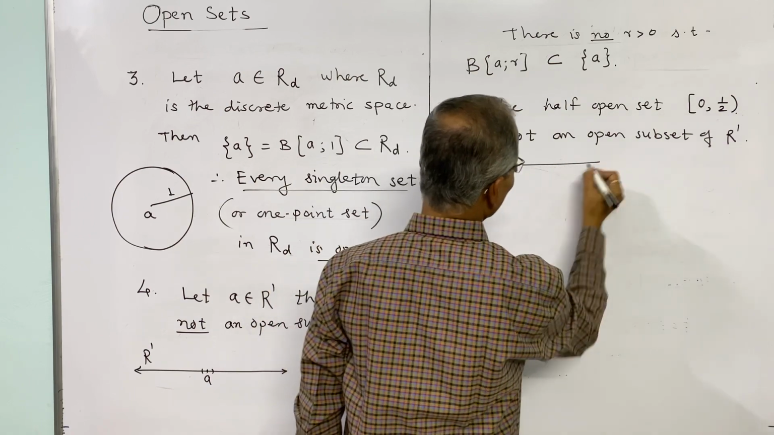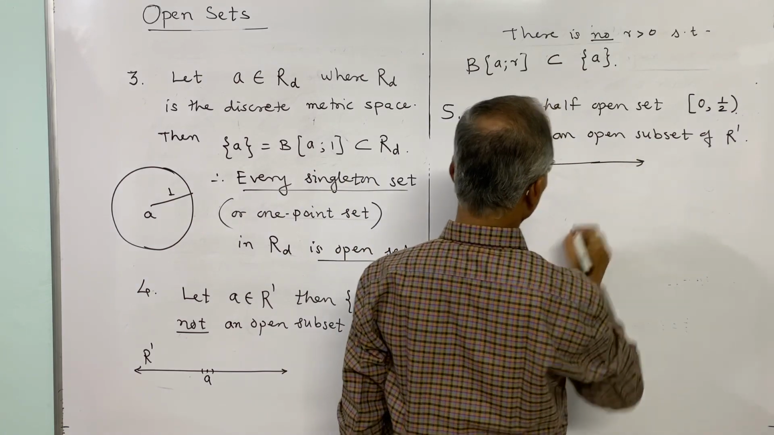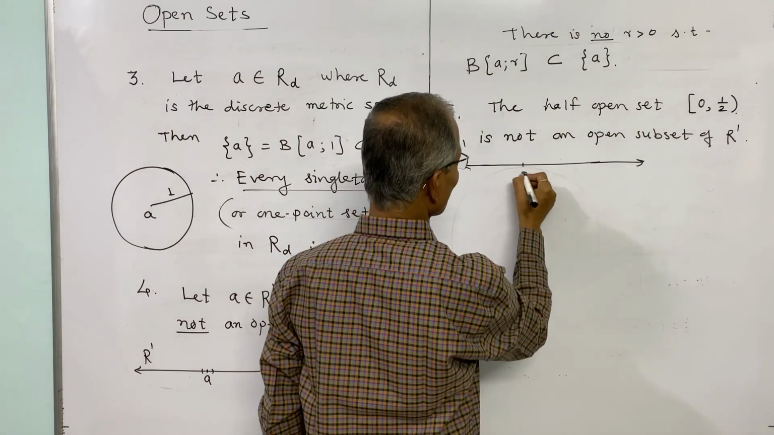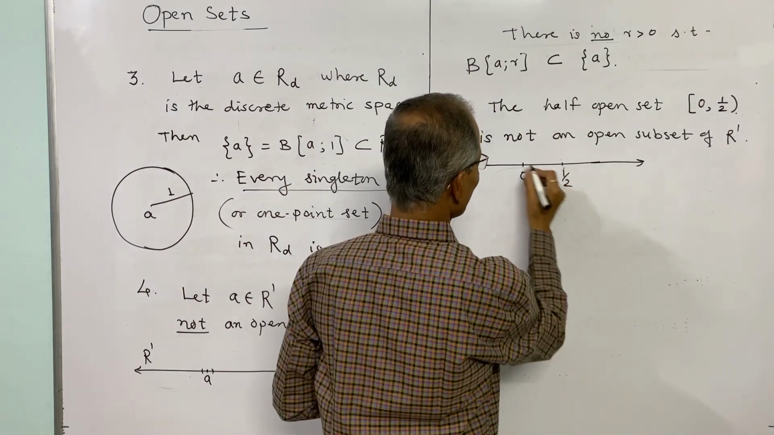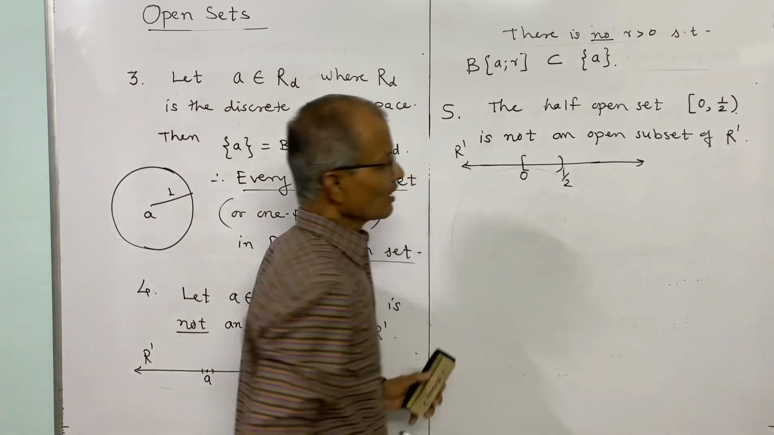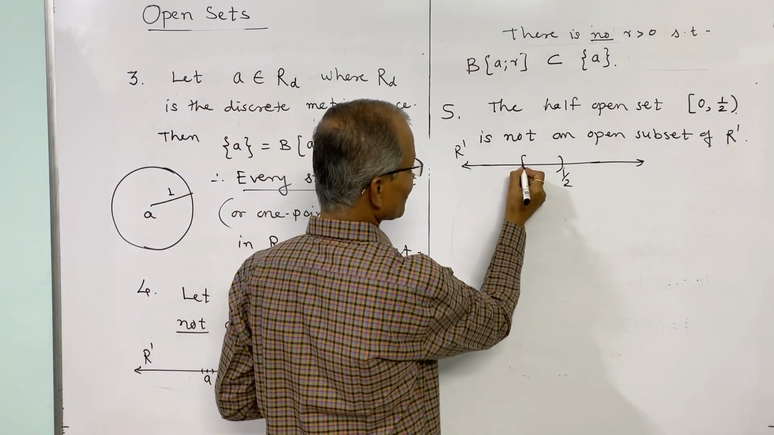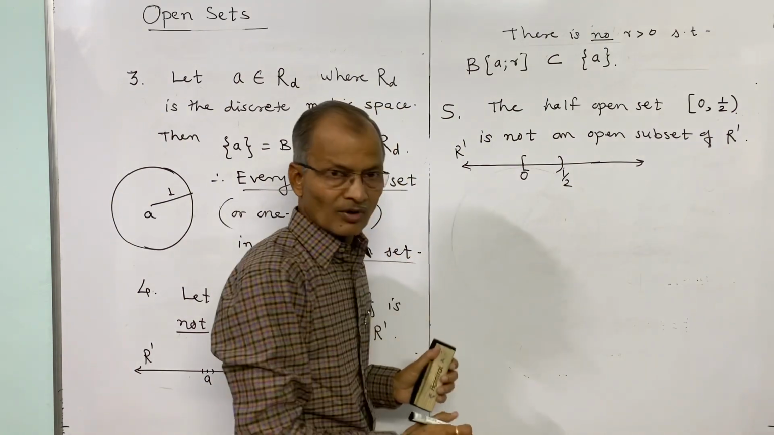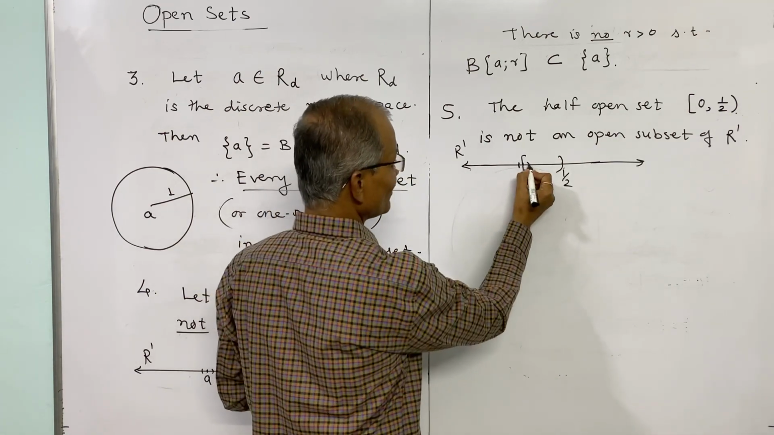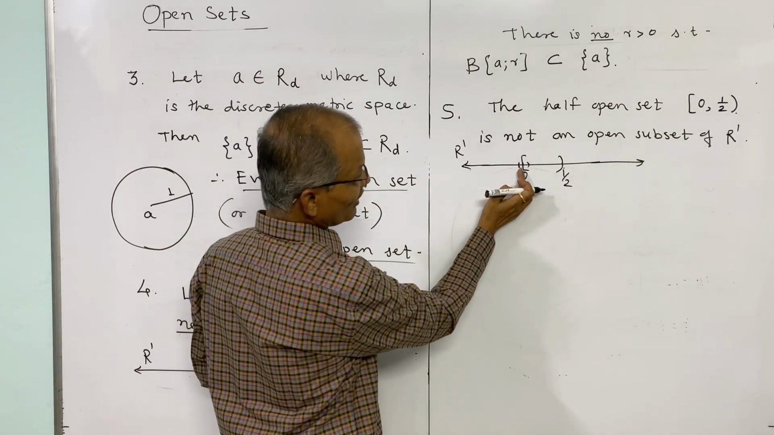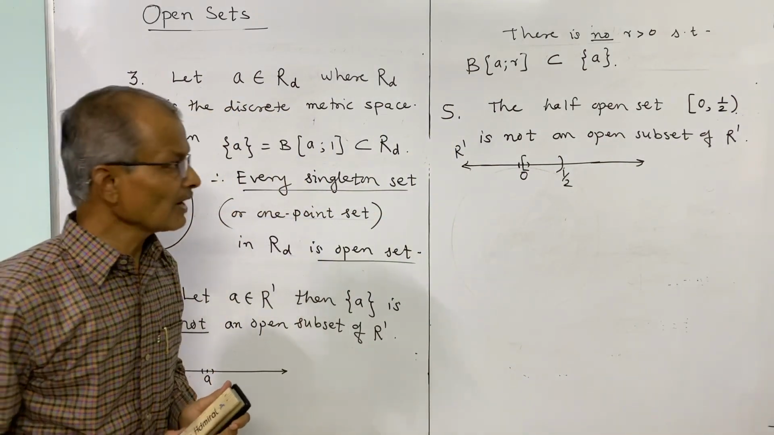We can verify this, because if it is R1, an infinite line, and if you consider this as 0 and this as half, then the set is this one. So if we consider 0 itself, then we can't construct an open interval around 0 which is entirely again in this set, because if you consider the open interval around 0, some part will be on the left side and some part will be on the right side of 0. The part on the left side of 0 will not be in this interval, and therefore this is not an open subset of R1.